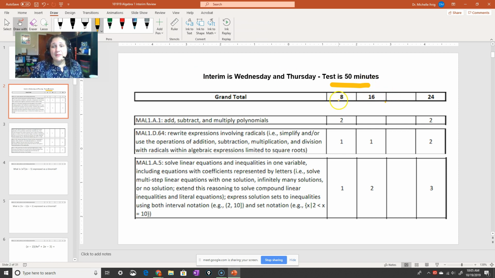How many questions you have: you're going to have 8 questions that are considered DOK1. DOK1 questions are questions where you either know how to do the problem or you don't know how to do the problem.